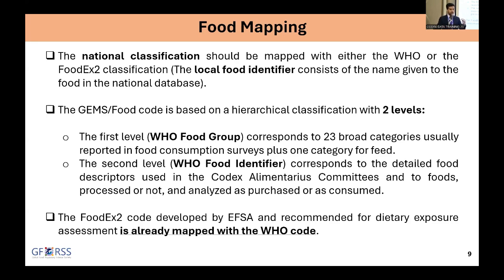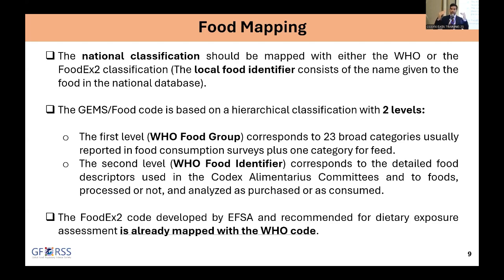The first level, what is called the WHO food group, corresponds to 23 broad categories usually reported in food consumption surveys, plus one category for feed. So here we're speaking about the first level of food mapping, the broad category. Okay, let's say cereal and cereal products. That's the broad category. But is it enough to categorize my food commodity? It's not enough. I need to give further details.